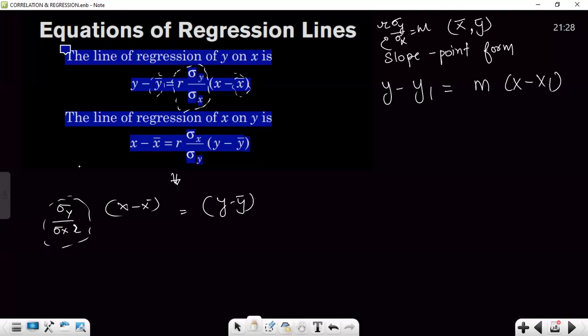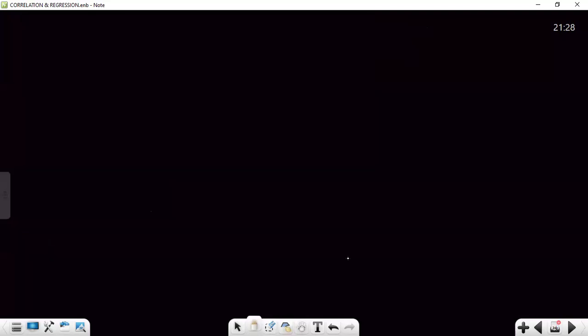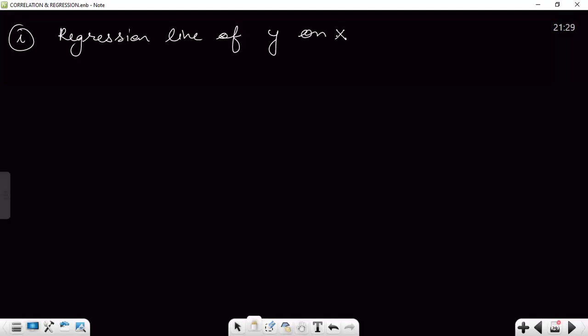Now there's a change here. What is the change? Let me write on the next page. Let's now talk about them one by one. So y on x. Y minus y bar is equal to the slope. So instead of writing all that, I am just going to write byx into x minus x bar. Simple.